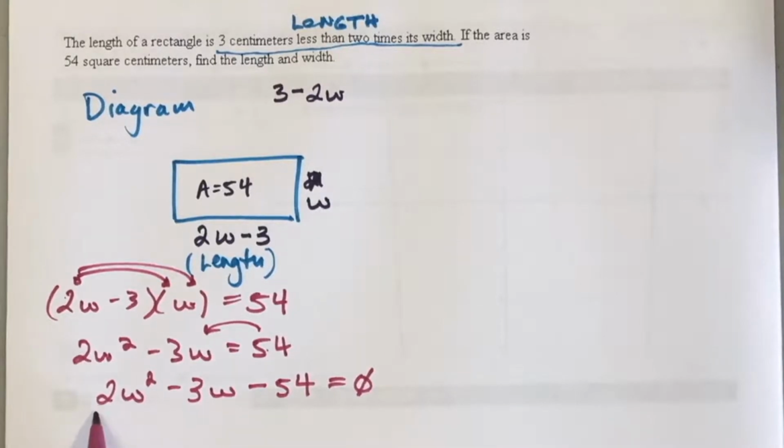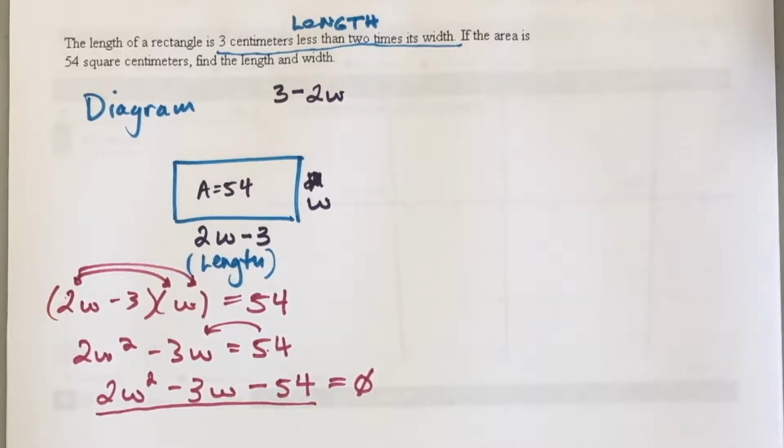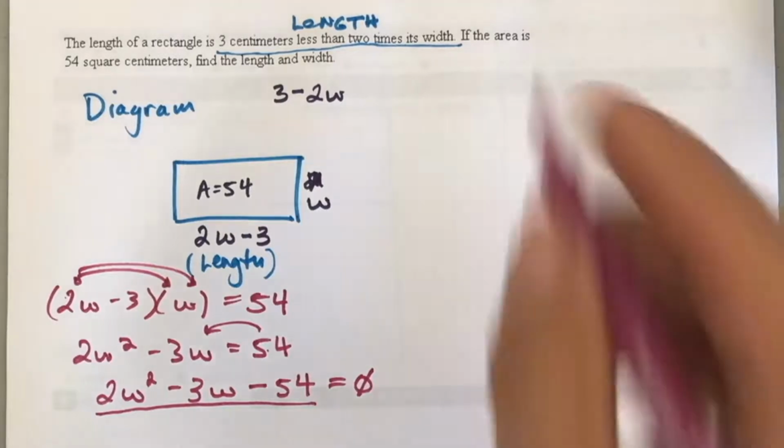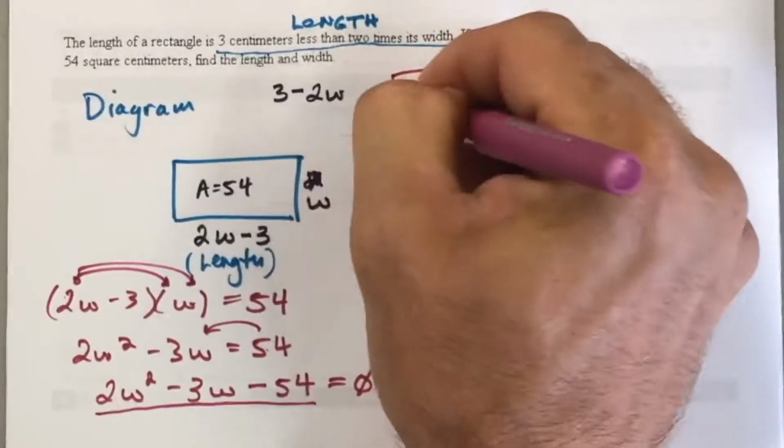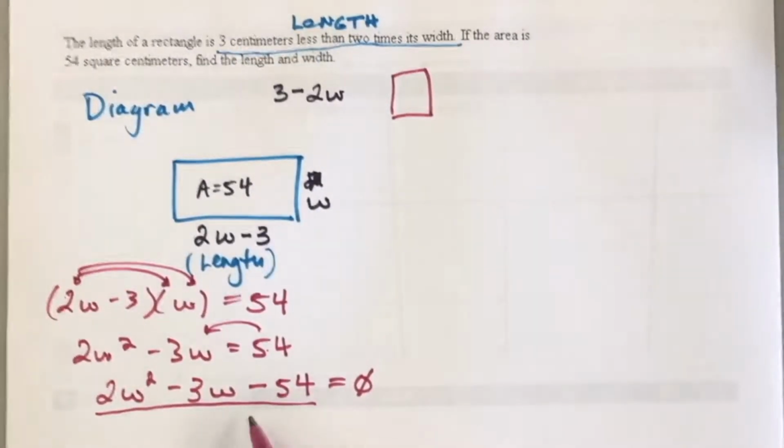I've created what we call a quadratic equation here. And quadratic, not 4, but in math, quadratic means square, because if you think a square has 4 sides, so that's what this is coming from.